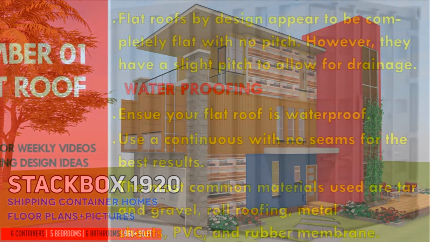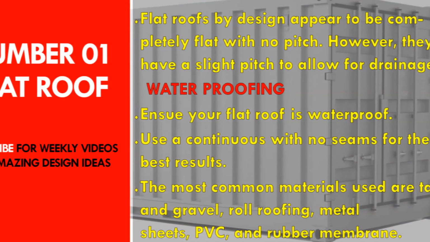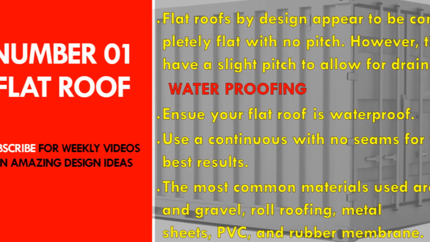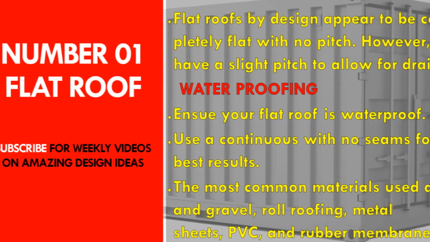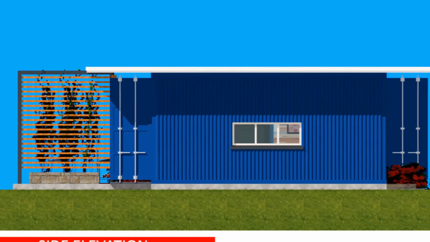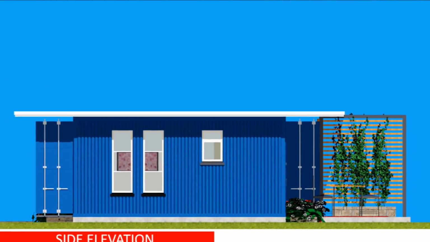So the first roof type we'll look at is called a flat roof. So, what is a flat roof? A flat roof is that roof by design that will appear to be completely flat when you look at it. These flat roofs have a slight pitch to allow for drainage of water and rainfall.